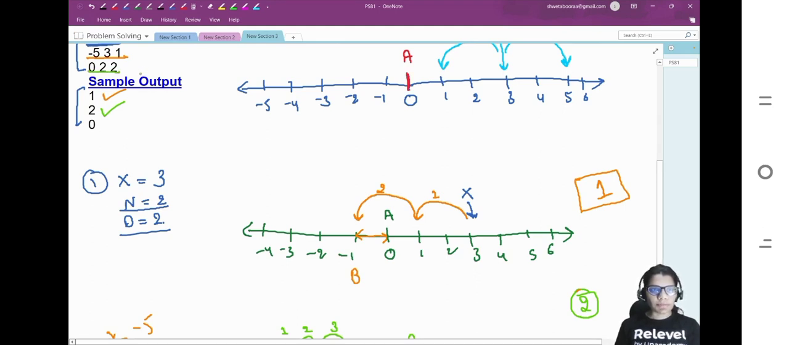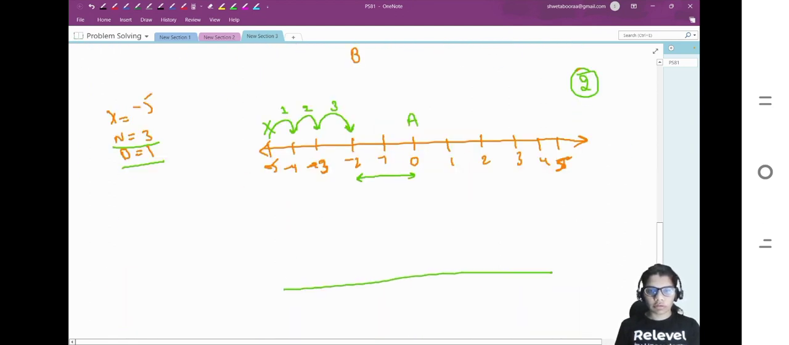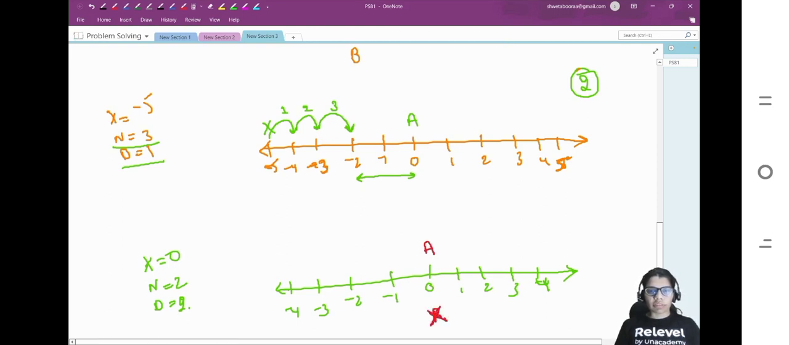Now your next case is that Bob is also at 0. It takes 2 steps of distance 2. So here we have X initially at 0, your N is equal to 2 and your D is equal to 2. So Alice is at 0, Bob is also at 0. They are already at the same place, the distance between them is already 0, but we still have to take 2 steps.